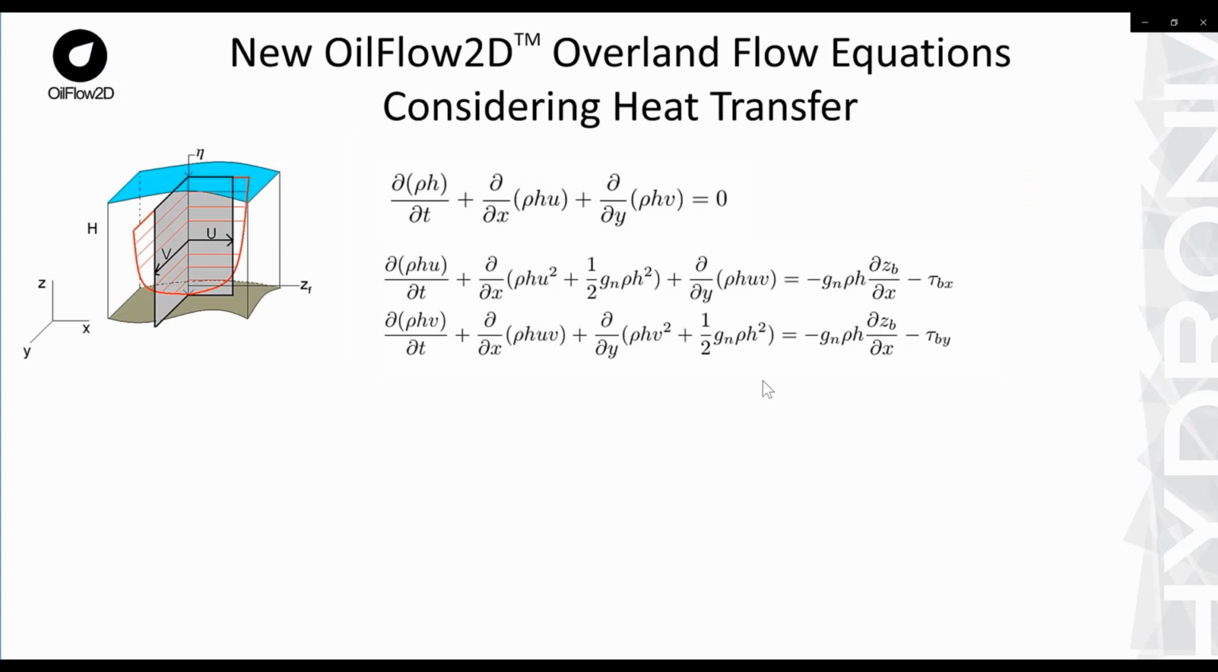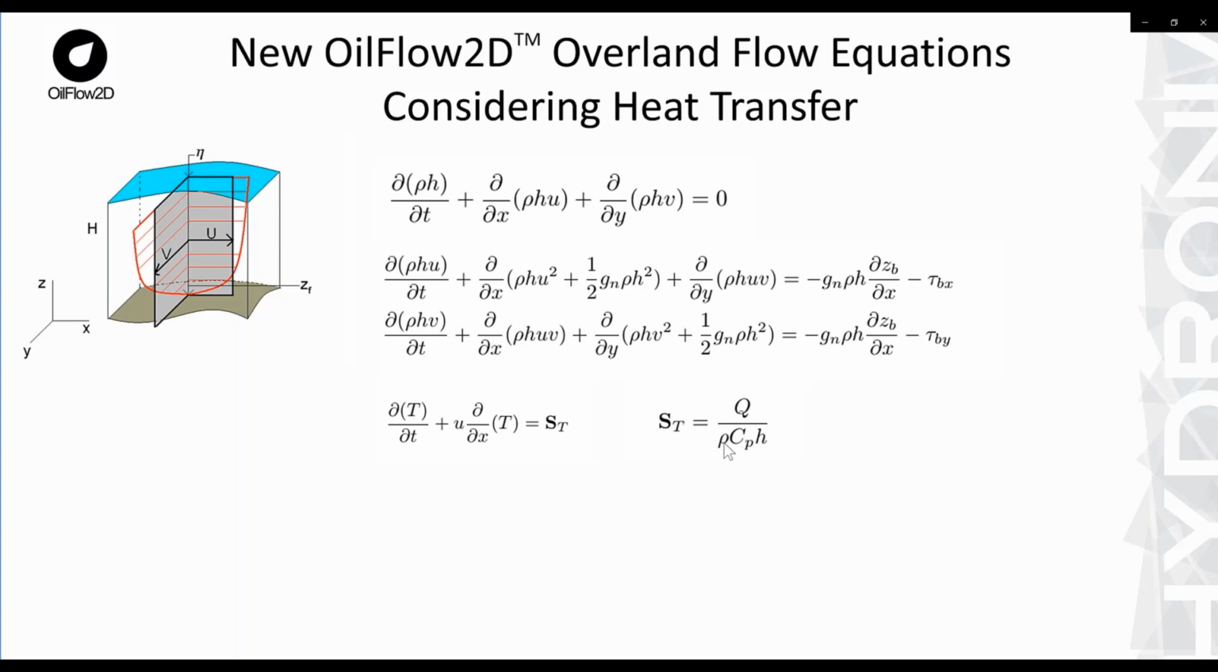Now, in terms of the new model, what are we adding to that new model? As you remember, in the past, in the basic model, we had the mass conservation equation and the two momentum equations. Now we have a third equation. Actually, here it's in one dimension, but it's actually in two dimensions. But it accounts for a source term that represents the flow of the heat from the oil to the atmosphere and soil, and also from soil and atmosphere to the oil. So that interaction is considered in this source term, and this is the heat flow.